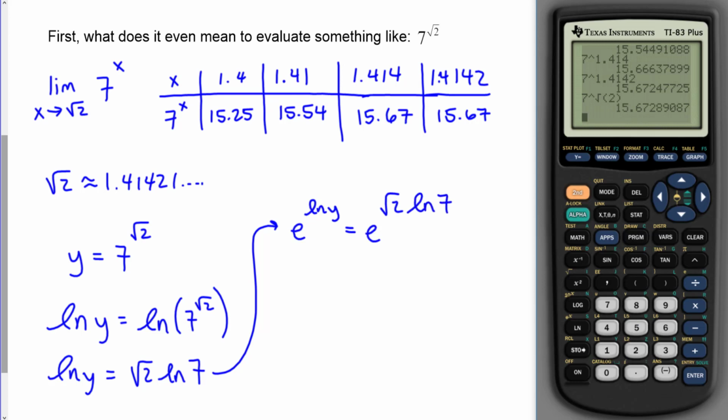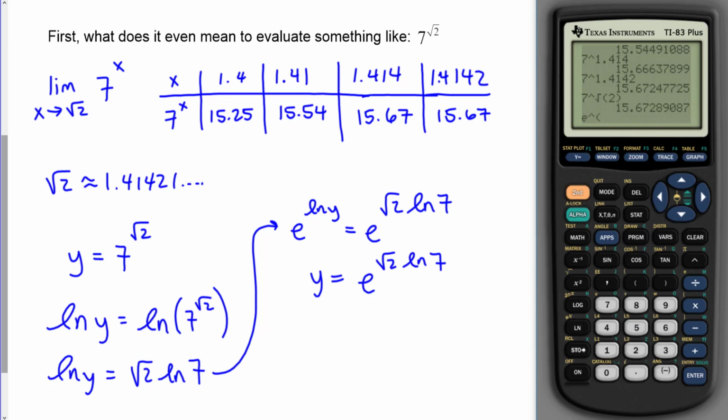E to the natural log of y is just y. So I've effectively come up with a way of rewriting 7 to the square root of 2 in terms of exponents, exponential functions, and logarithmic functions. Let's see what happens.